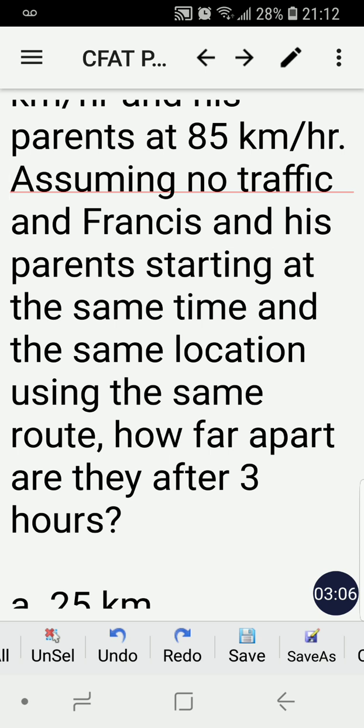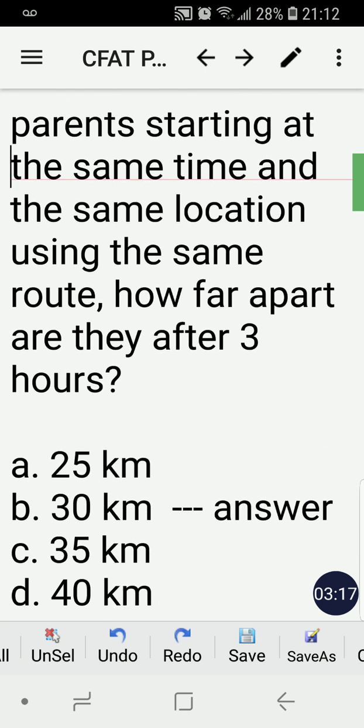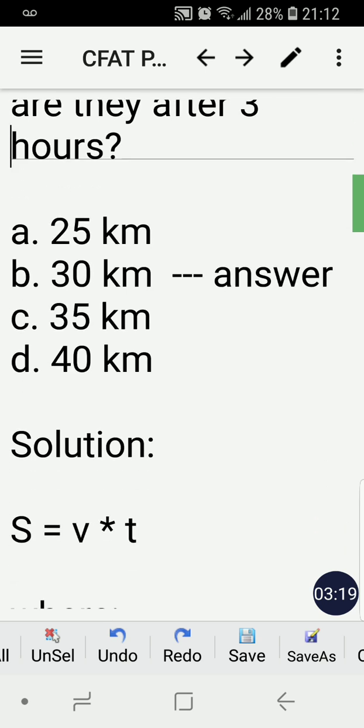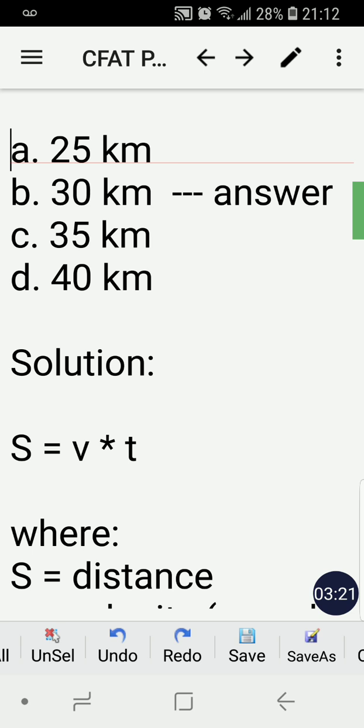Okay, so it's something that we do from time to time, to drive to a place on a weekend. It's a very practical problem solving question. So here are your choices, and the answer is 30 kilometers.